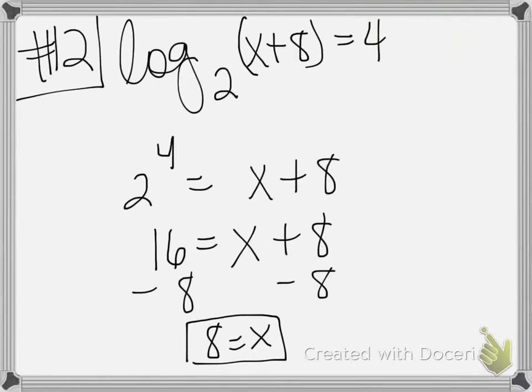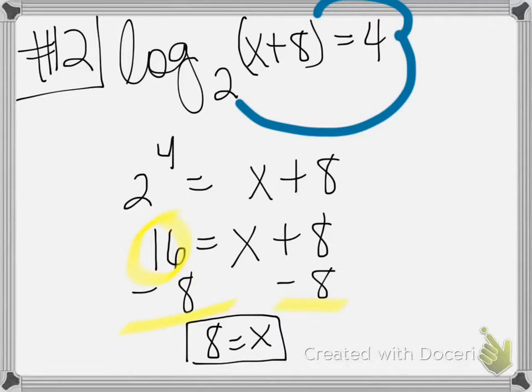Number 12, we're going to be solving. So all I'm going to do is rewrite this. 2 to the fourth power equals x plus 8. 2 to the fourth power is 16. Subtract 8 on both sides, and I get x equals 8.